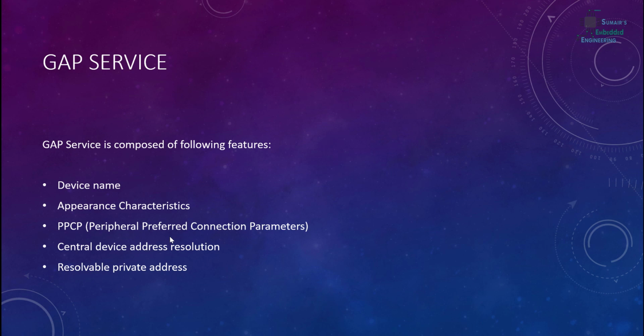So in the master device we can see what the name of our device is, what the connection parameter updates are, whether device address resolution is supported or not, whether it is resolvable or not, and what the appearance characteristic of our device is. So let's see it in the coding.